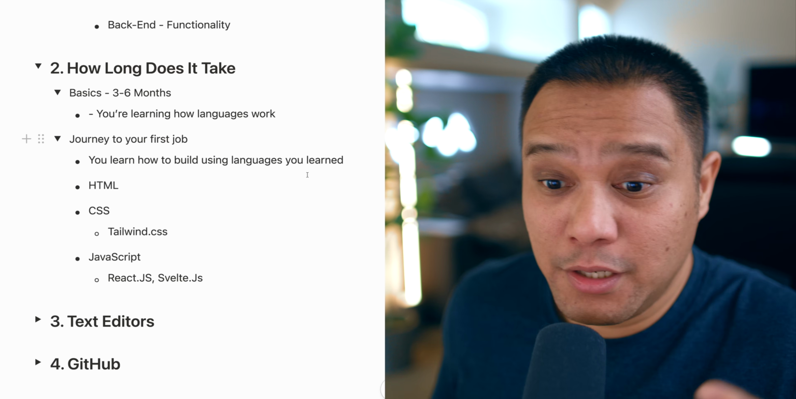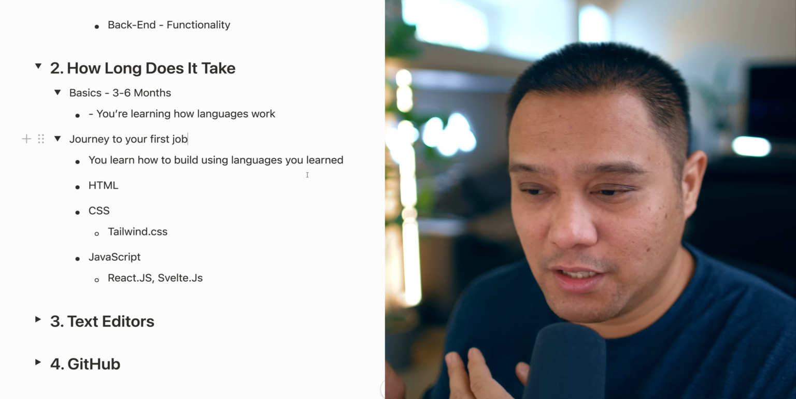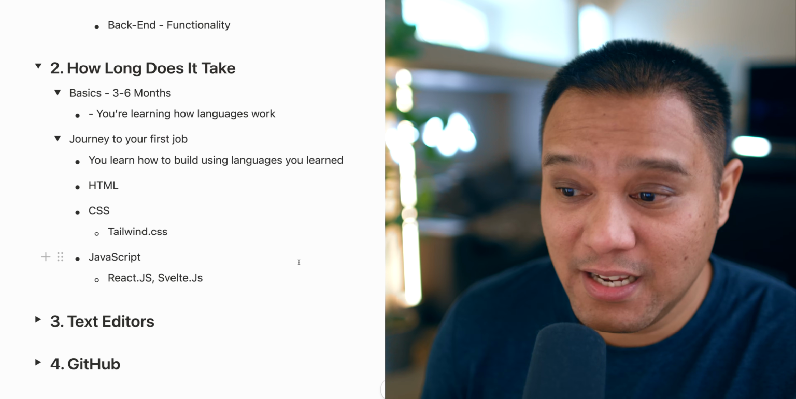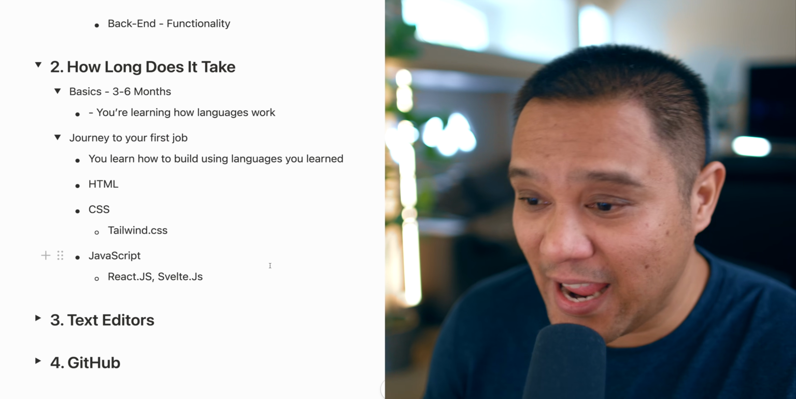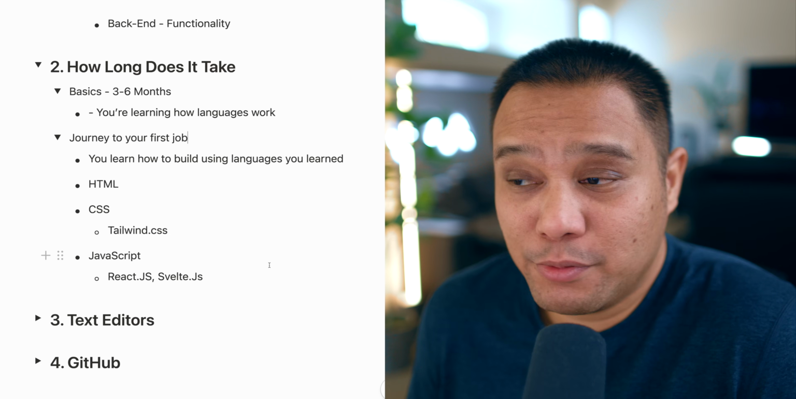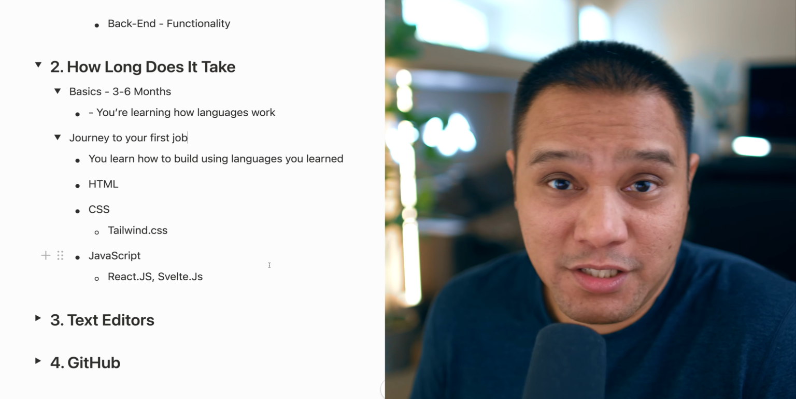Things that you'll start to learn: you're building things with HTML, CSS. You'll eventually learn how to use a CSS library like Tailwind, which we'll dive into, then JavaScript libraries like React or Svelte, or a framework like Angular. But how long does it actually take to become a developer in this economy, especially? I'd say 1 or 2 years now.